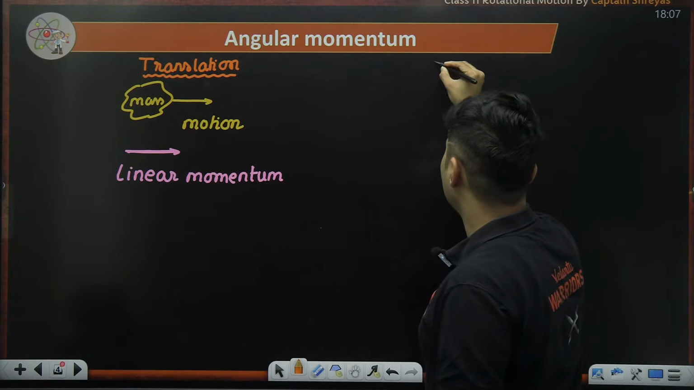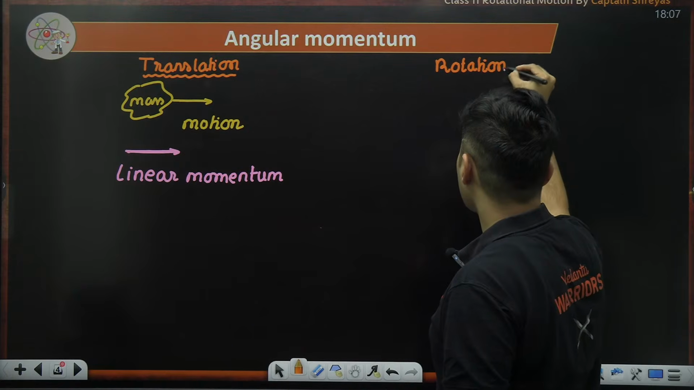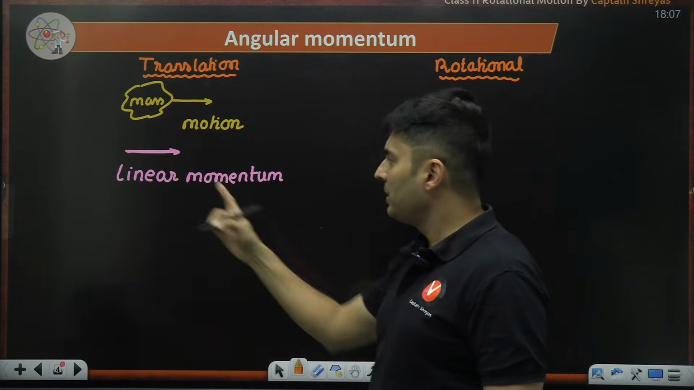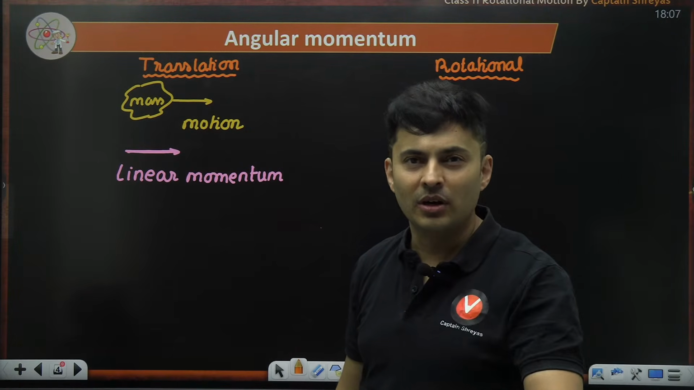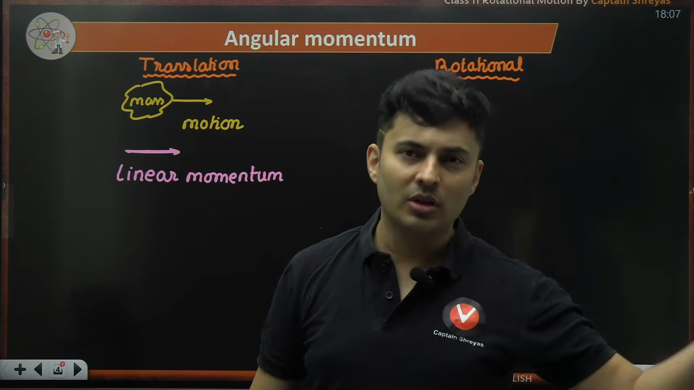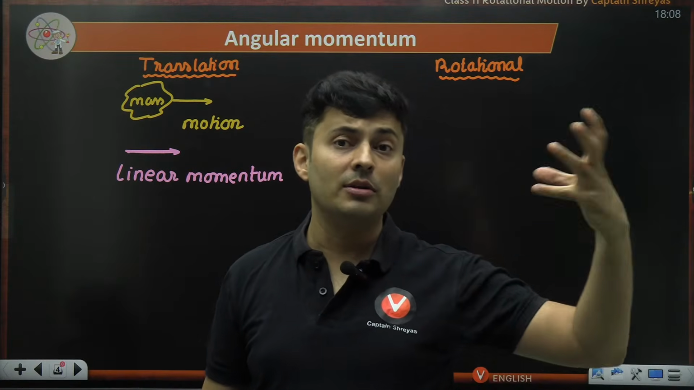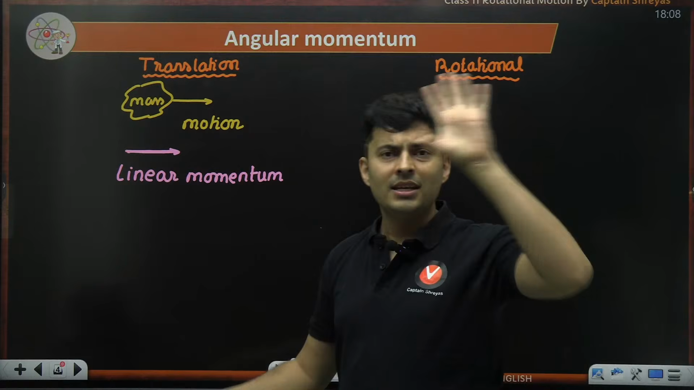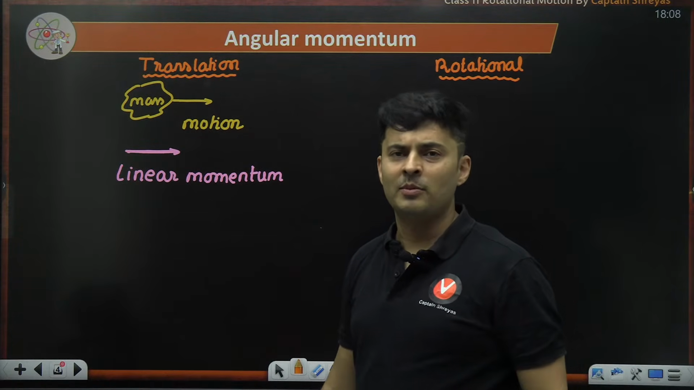But a similar ideology exists in rotational motion. And that will no longer be called just momentum or linear momentum. You might have guessed what it should be called. Just like force is called moment of force or torque. Here in translation, it was inertia. In rotation, it is called moment of inertia. So if this is linear momentum or just momentum, here it will be called the moment of momentum or angular momentum.